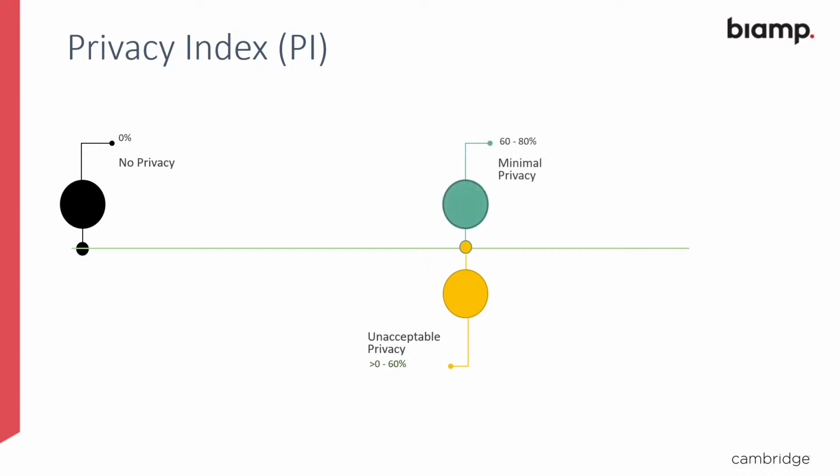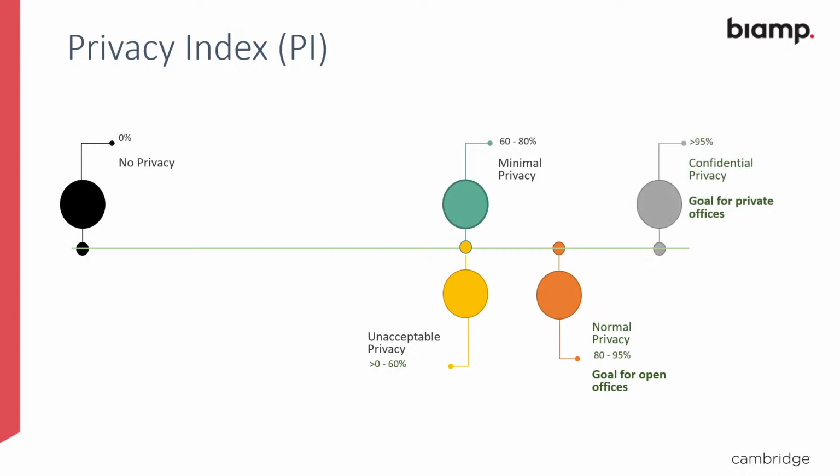Minimal privacy is 60 to 80%, where people can't ever hear a conversation. Normal privacy is 80 to 95%, and that should be the goal for open plan offices. You want to be within that normal privacy range. Again, you might not want to create an environment that's completely private because it's an open plan environment, but you want to keep the distractions of not having privacy to a minimum.